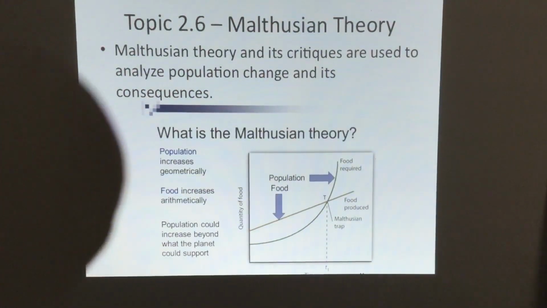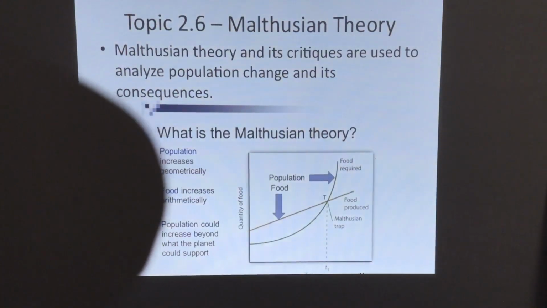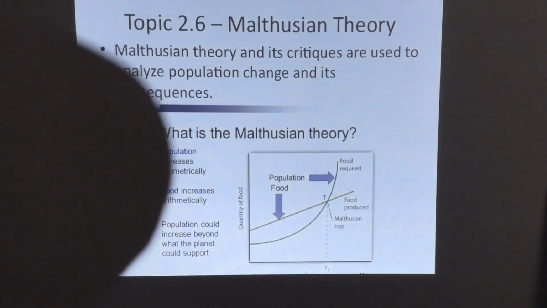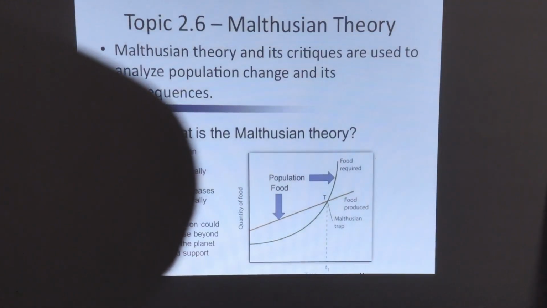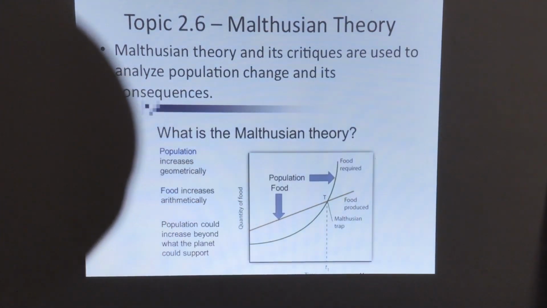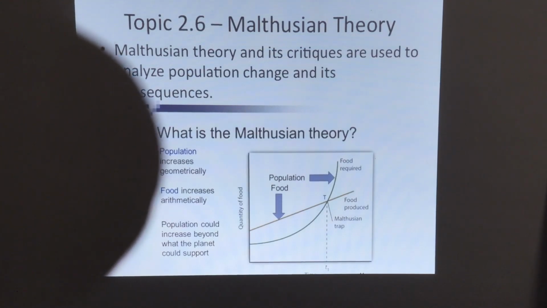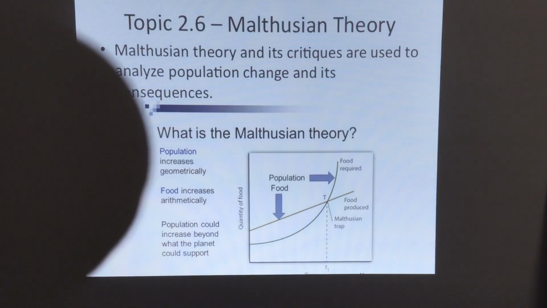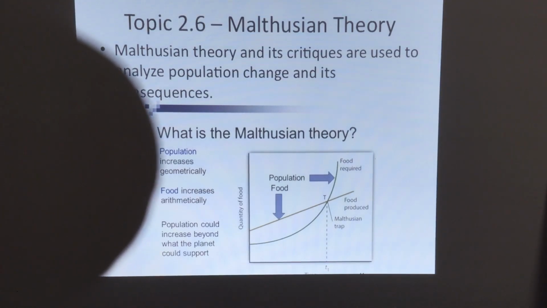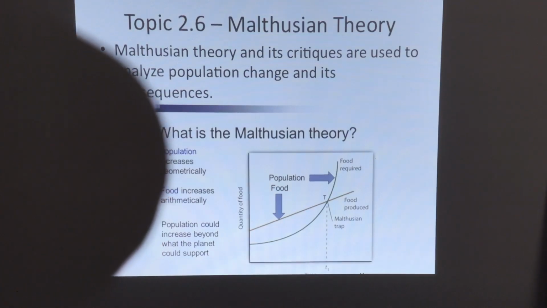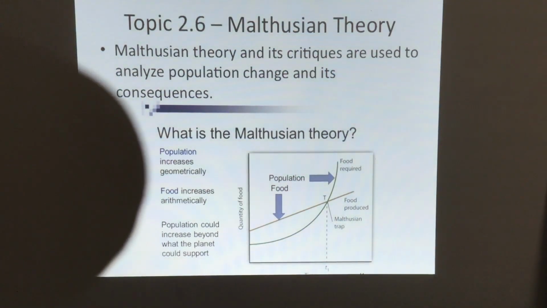Topic 2.6 is about the Malthusian theory. Now, Thomas Malthus was an economist, late 1700s, almost 1800s, and his basic theory was that the population is going to outgrow the food supply, and there's going to be natural checks on the population, such as famine, war, disease, that will kind of balance it out. Pretty much he was saying, we're going to run out of food.